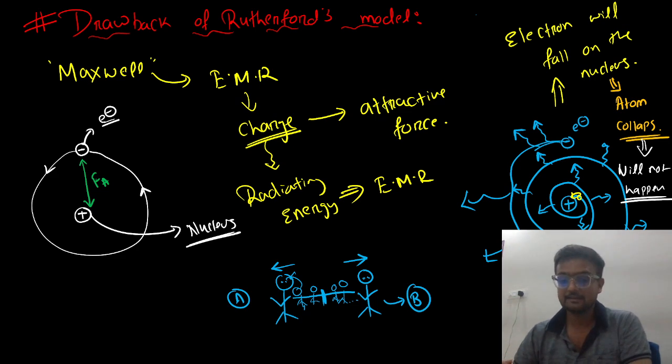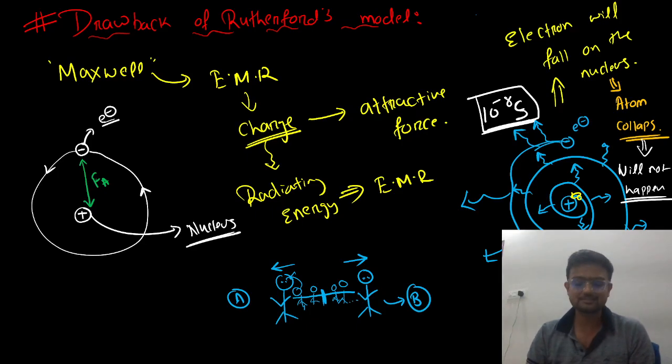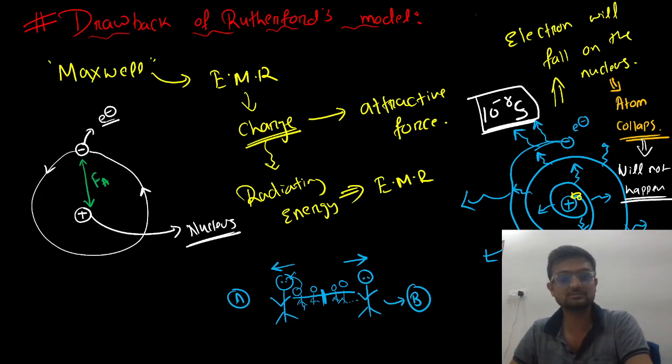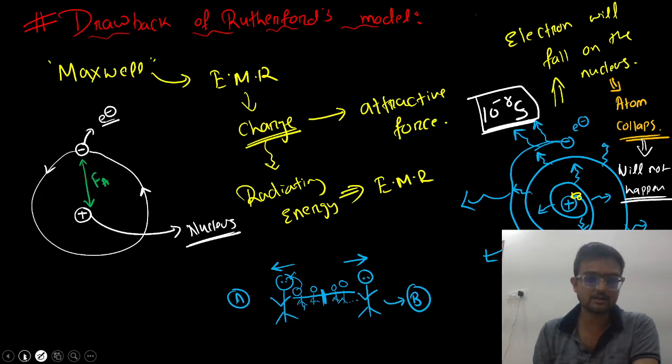Okay? And he did some calculation, and according to this calculation, the electron takes somewhere around 10 to the power minus 8 seconds to fall on the nucleus, according to this calculation of Rutherford. But the reality is this will never take place, and due to which this Rutherford model failed. It does not exist. So what was the main drawback of Rutherford?